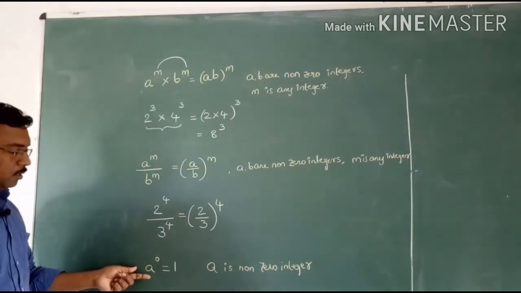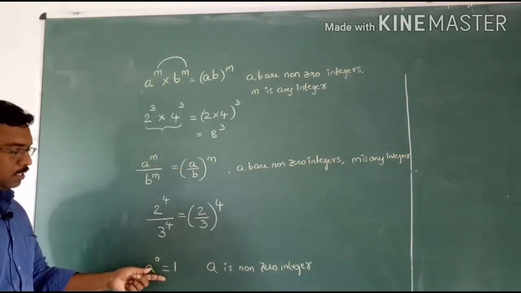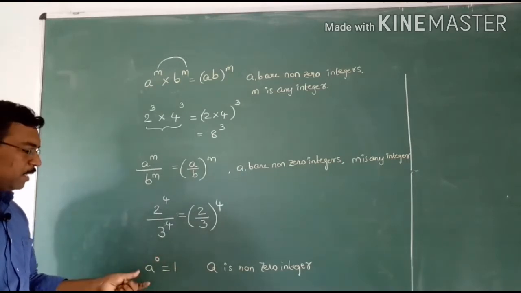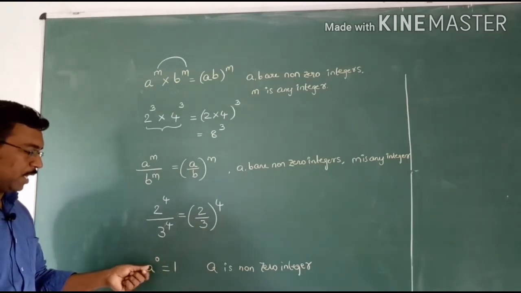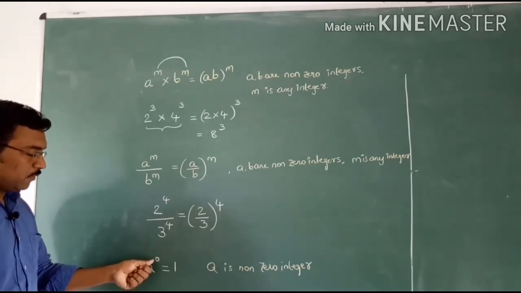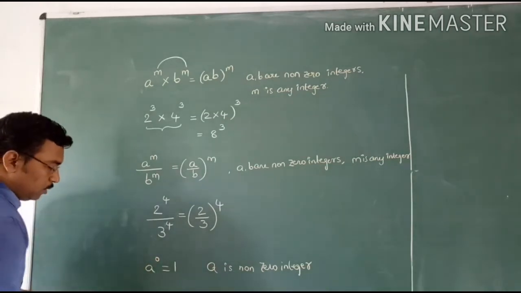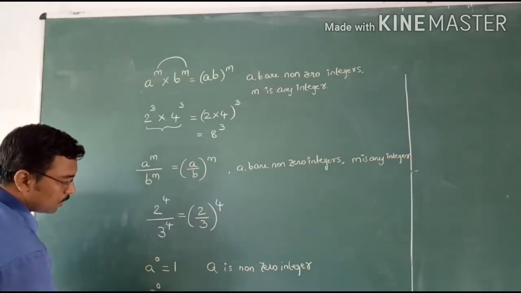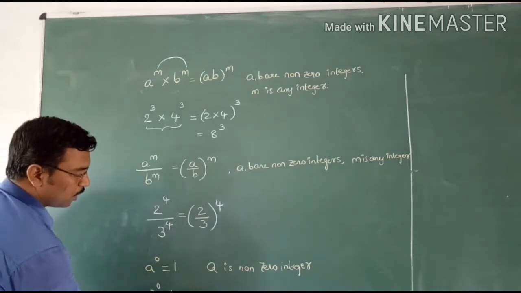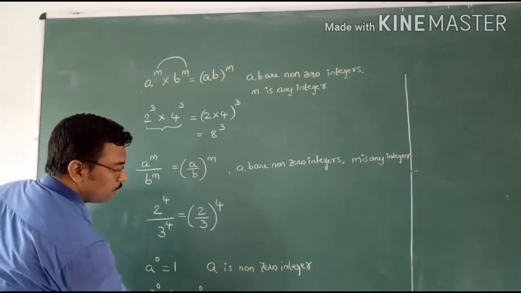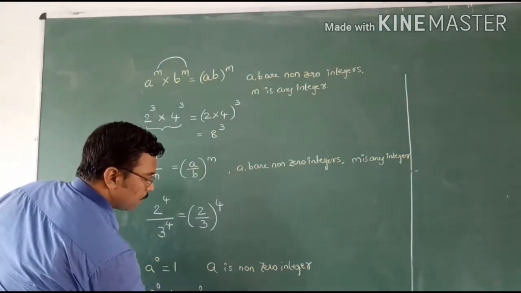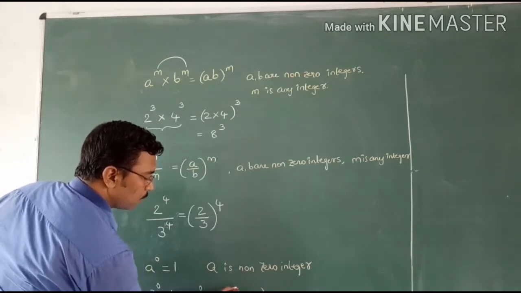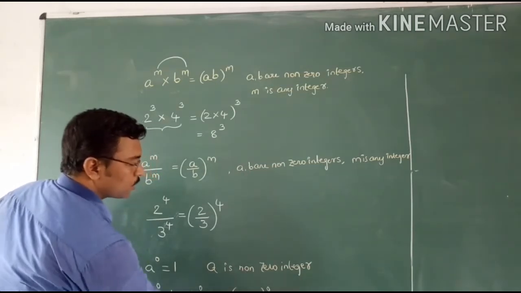Any base to the power 0 is equal to 1. Any base, you take a value as any integer, to the power 0 is equal to 1. For example, 3 power 0 is equal to 1, 5 power 0 is equal to 1. You can write any number. 2018 whole power 0 is also equal to 1.